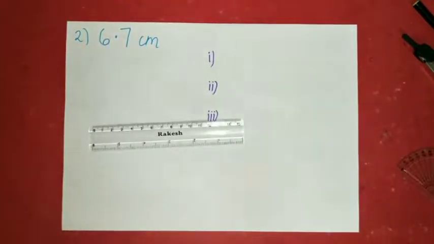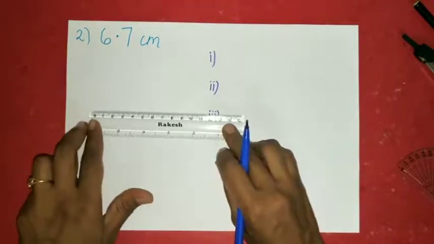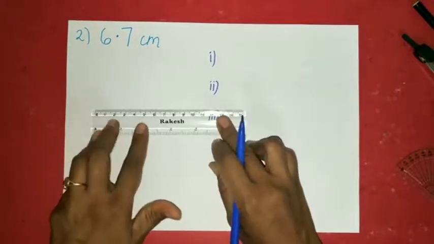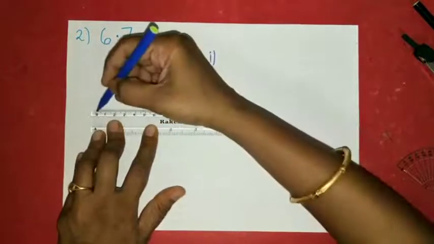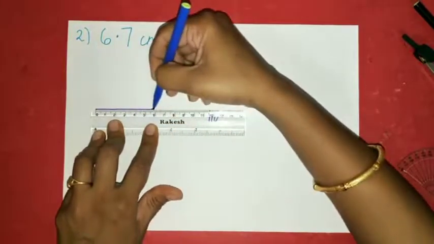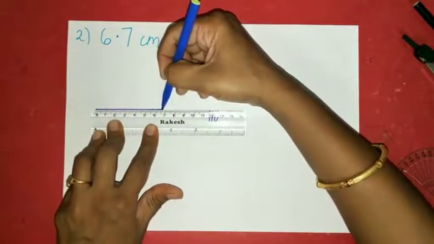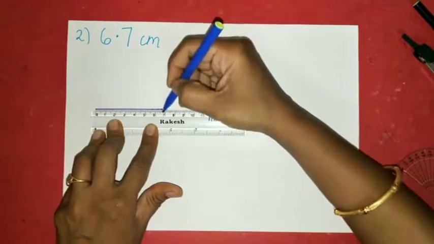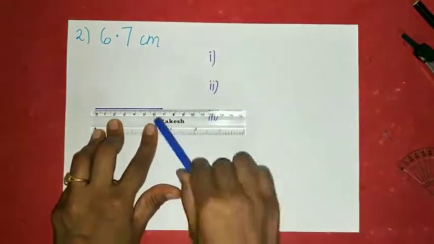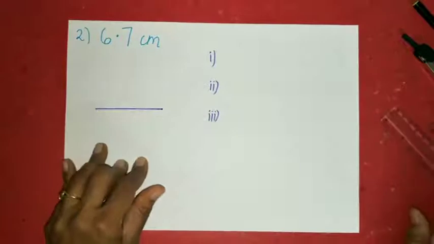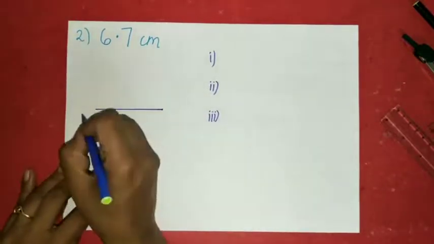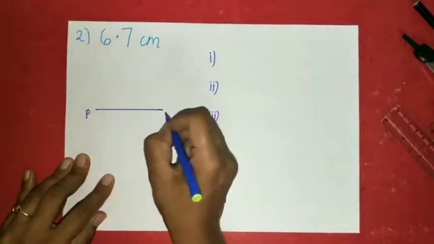Take your ruler, place it in your copy. We have to draw the segment from 0 up to 6.7. That is the 7th millimeter mark here, between 6 and 7. Now give any name to this segment. Here I am giving the name PQ.